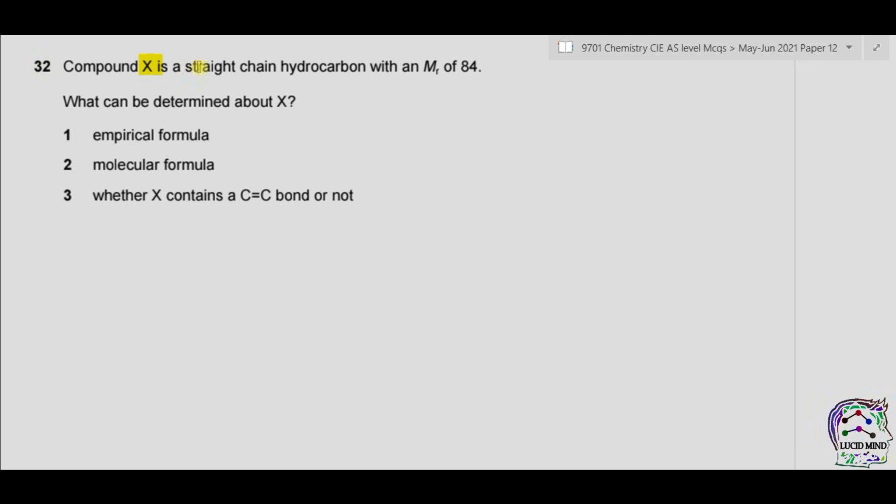Question 32. Compound X is a straight chain hydrocarbon with a molecular mass of 84. What can be determined about X? Now X is a hydrocarbon, which means it contains carbon as well as hydrogen. So as the atomic mass of carbon is 12, dividing 84 by 12, the answer is 7. So it means that in the long chain there must be less than 7 carbon atoms. So if it is an alkane, it should be C6H14. If it is alkene, it should be C6H12. If this is alkyne, it should be C6H10.